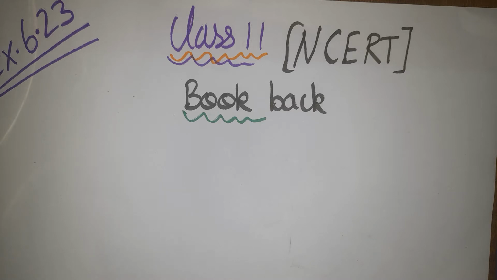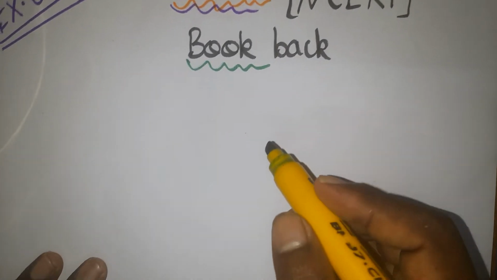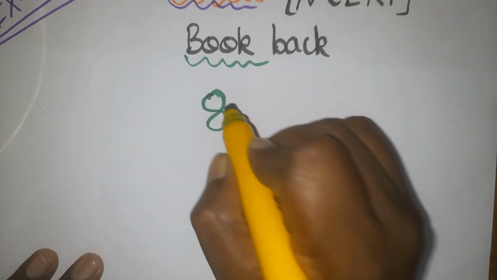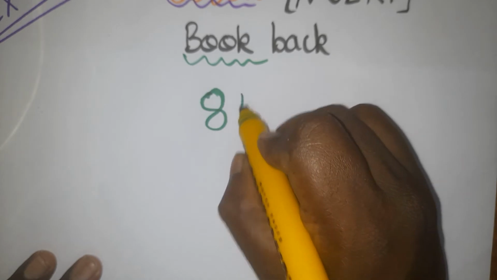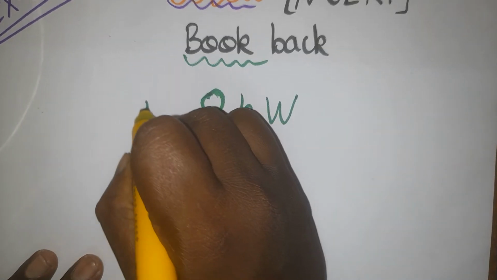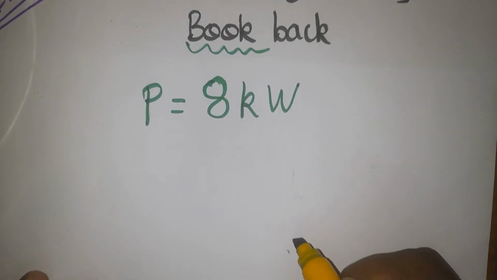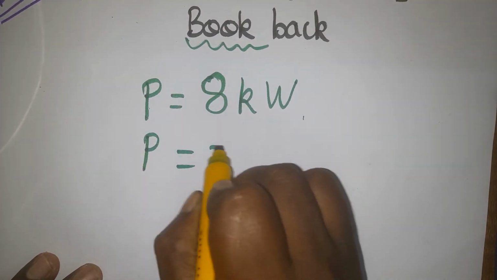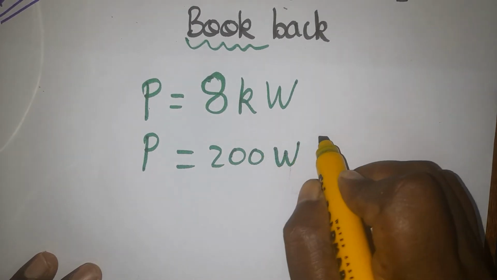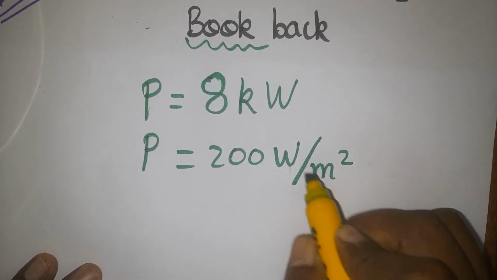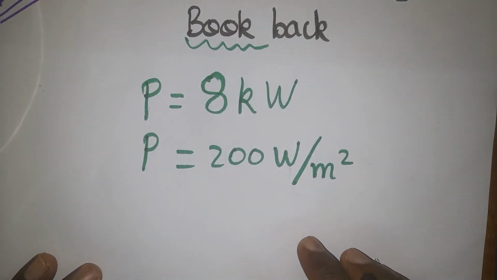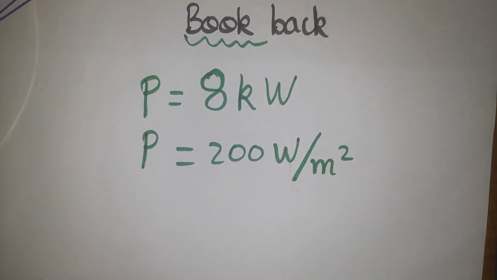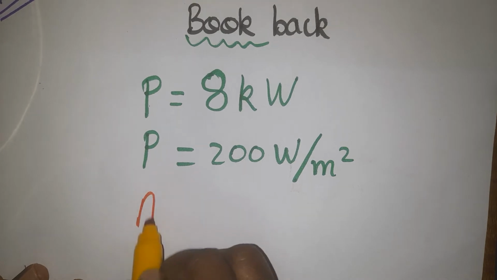Okay, problem number 23. First the question is given: 8 kilowatt power is required for a large family. The next data given is that 200 watt power will be given per meter square. If you are installing the solar panel, 200 watt per meter square will be given. The area required for the family's 8 kilowatt, they asked what is the area required.